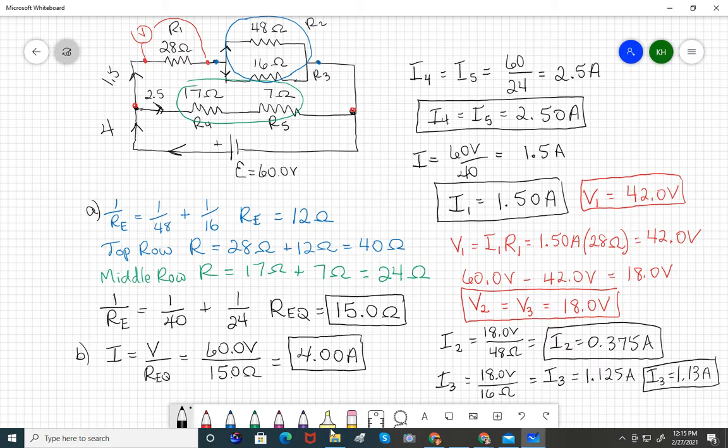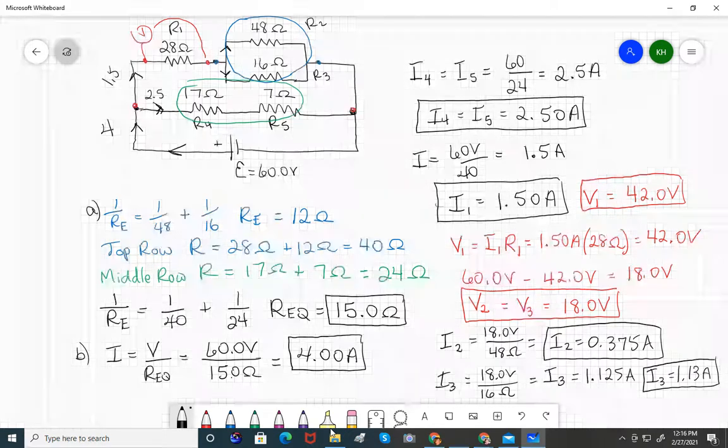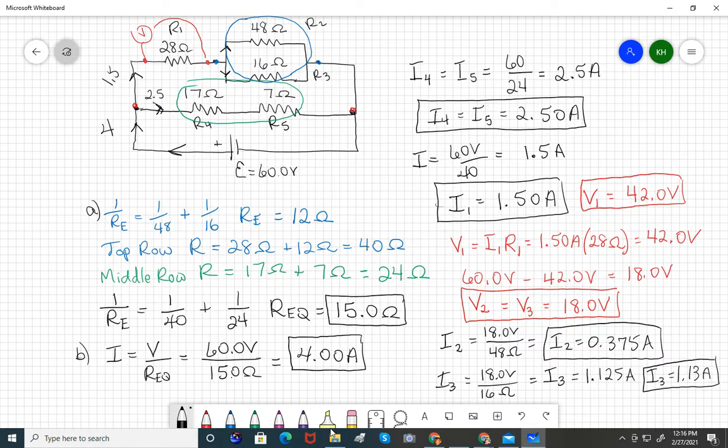Okay, so I've got all of my currents. I've got the current through the first resistor, the second, the third, the fourth, the fifth. If we add the second and third together, the 1.125 plus the 0.375, you can see that adds up to equal 1.5, which makes sense. The current through 2 and 3 should equal the current through 1. So far everything's making sense.